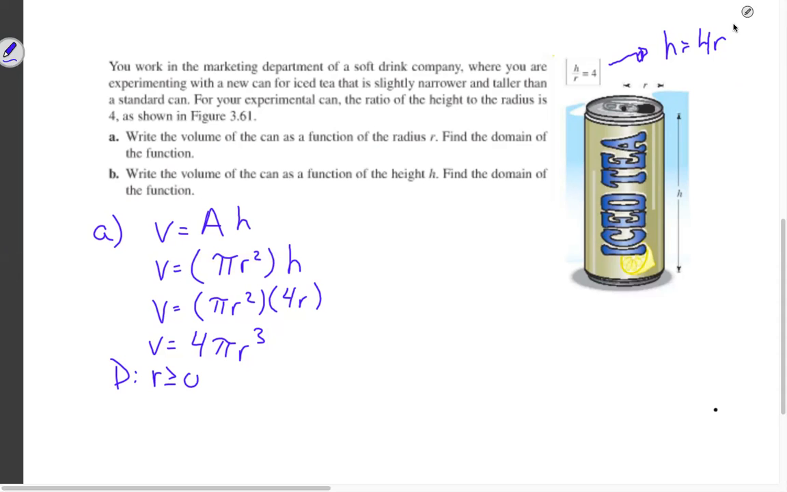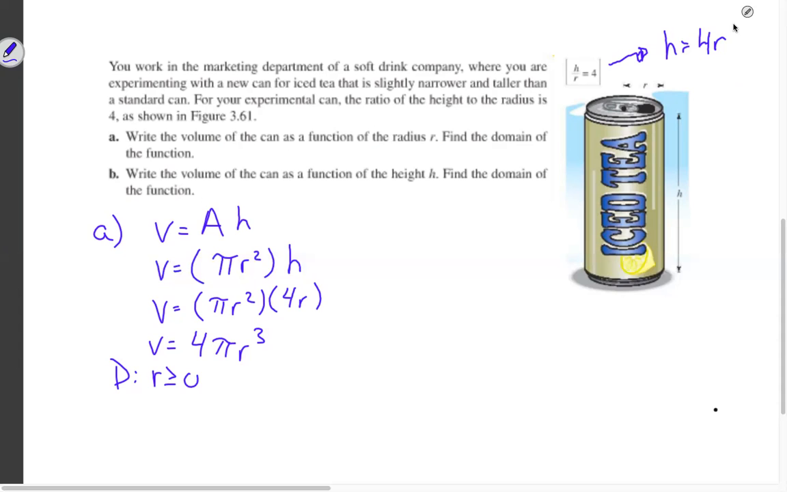Jake? Where did you get the 4r? Up here, this piece of information that it told us in the problem. For your experimental can, the ratio of the height to the radius is 4. So it says h divided by r equals 4. I have to solve that for one of the variables. In A, it tells me that I want it in terms of r, so I have to solve for h in terms of r. So h equals 4r. In my equation, I substituted in 4r for h, and that gives me that.